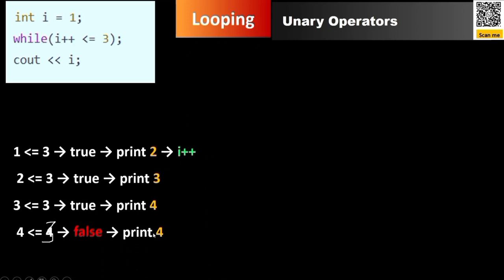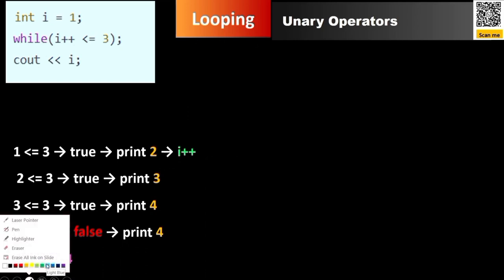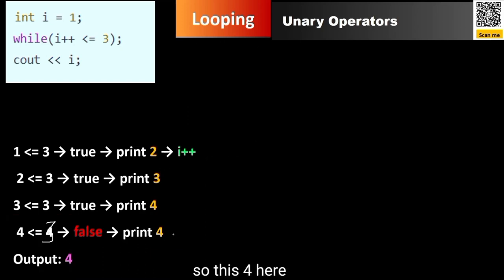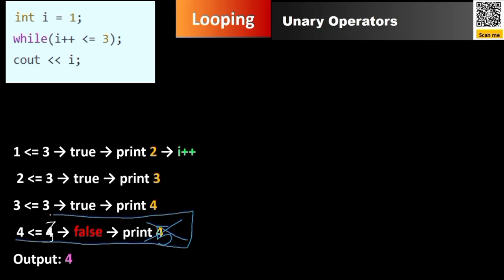Is that okay? So what will be the output? The output will be 4 here. So meaning this 4 here is under what? False. So this 4 here, it was supposed to be 5. So this 5 won't be what? Printed. Because it is under what? False statement here. Under false statement. Is that okay? So the only output that we are going to have is 4.